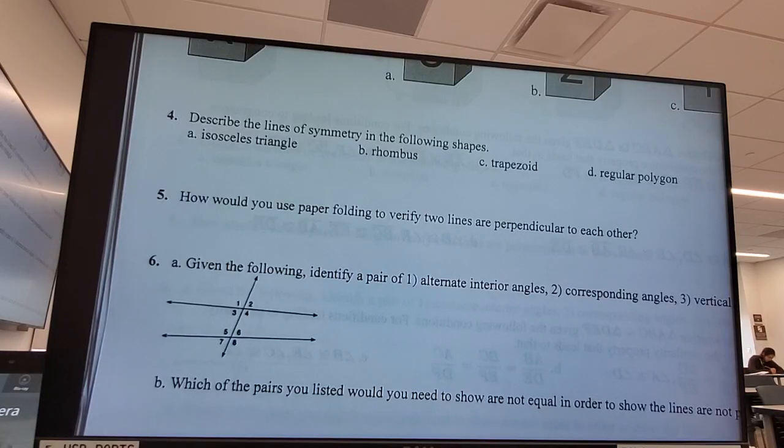1 and 4. Let me ask my part B question a different way. Which one of those, 1, 2, or 3, is always equal no matter what? 3. And the other 2 are only equal if the 2 lines I gave you are parallel, yes? So then part B is straightforward. Which ones do you have to show are not equal? 1 and 2. 3 will always be equal, right? Vertical angles are always made the exact same way. They don't care if they're coming from parallel lines or whatever.